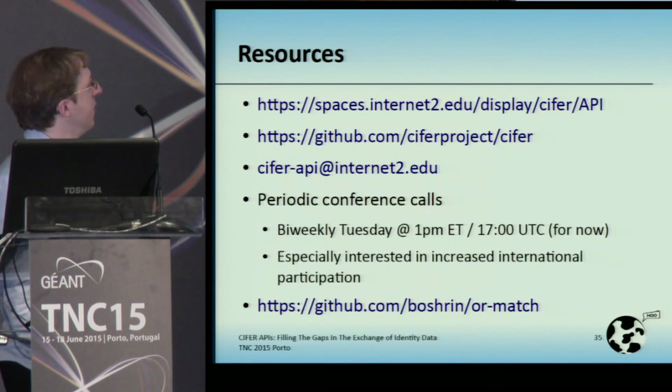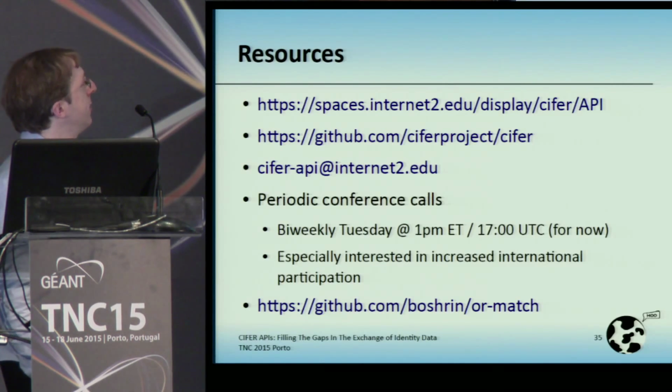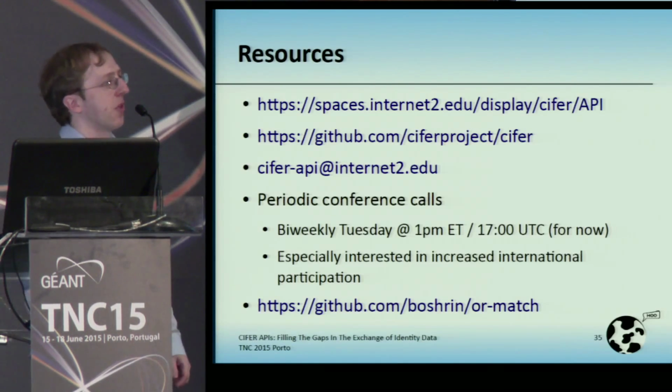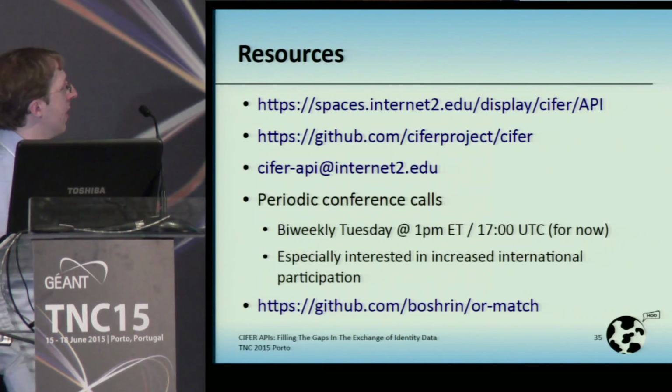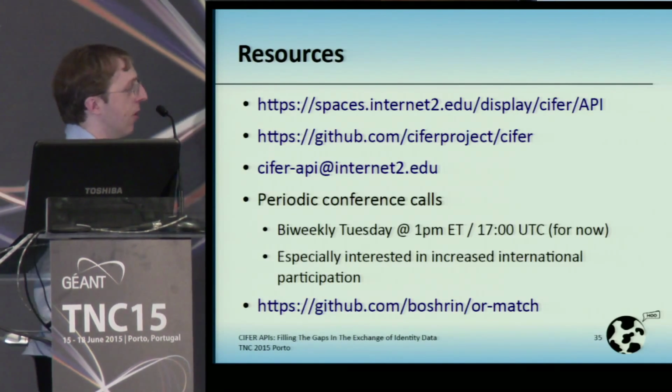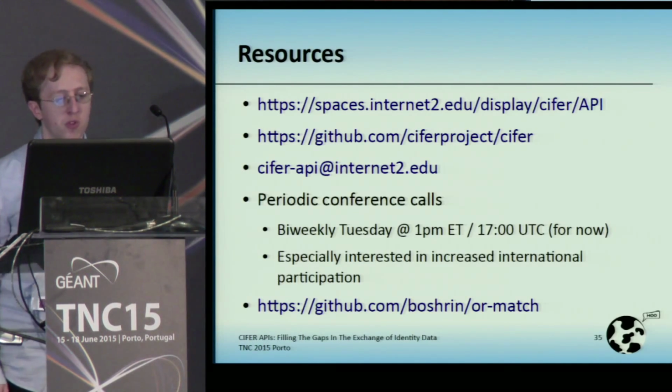And then finally, just the list of pointers, or maybe second to finally. The API work is currently hosted in the Spaces Wiki. The issue tracker for the work that we're currently doing, however, is on GitHub. There is a mailing list and periodic conference calls. We are looking for more increased participation, especially from international participants.